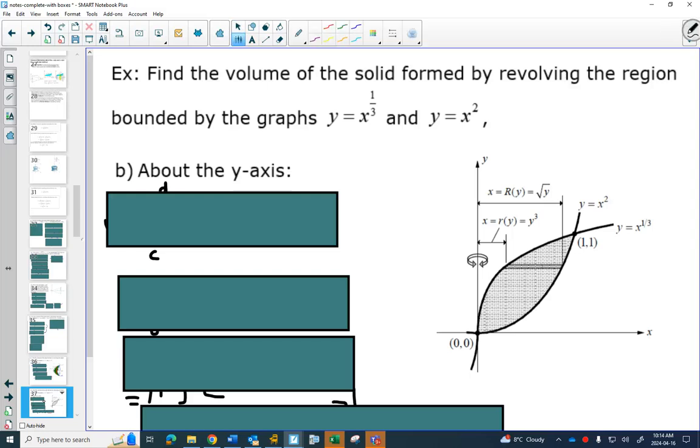I drew the picture. Wait, was I supposed to draw that? Yeah. Oh, okay.